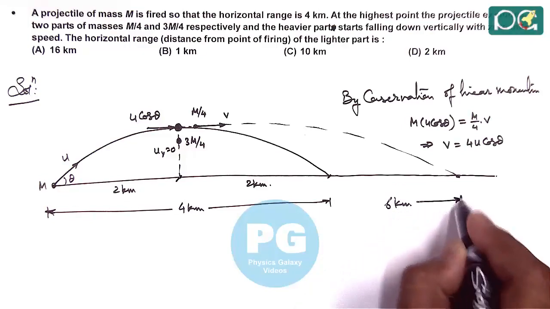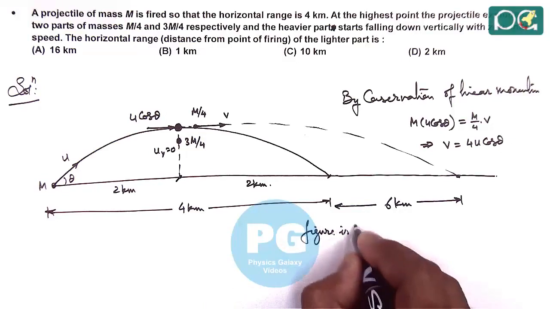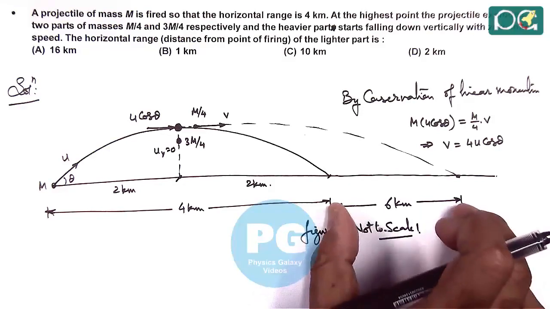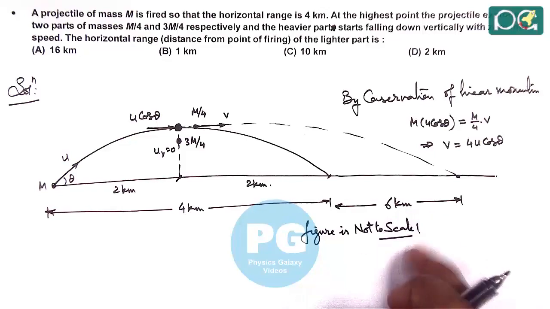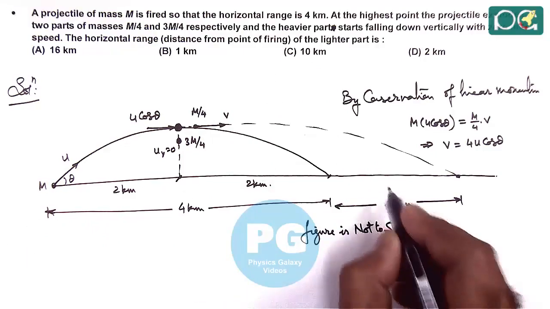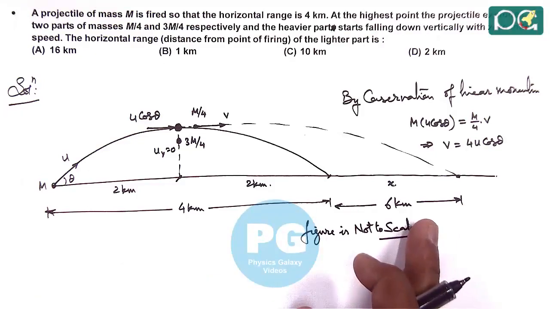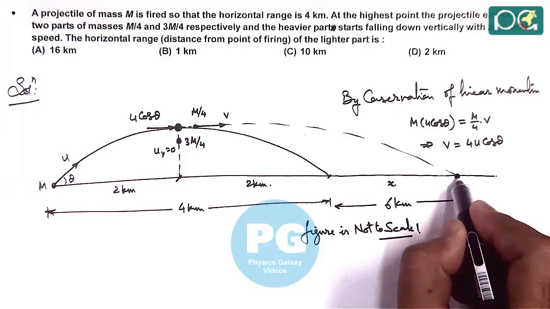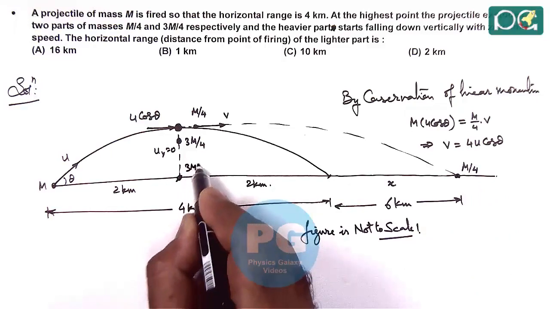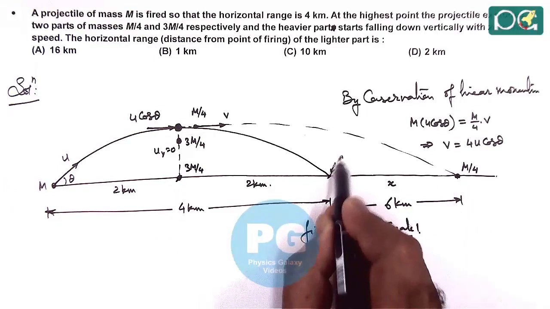So here the figure we have drawn is not to scale, so you should not worry about this being small and this being large, but this distance is 6 kilometers, so the total distance we can write as 10 kilometers. Or even if we consider this distance as x, then the other way we can calculate, it will fall at such a point so that the mass m by 4 and the other mass 3m by 4, which are falling at the same time on ground, their combined center of mass must be located at this point.